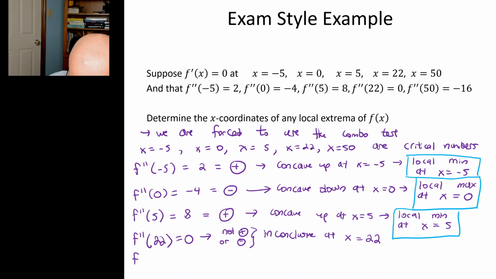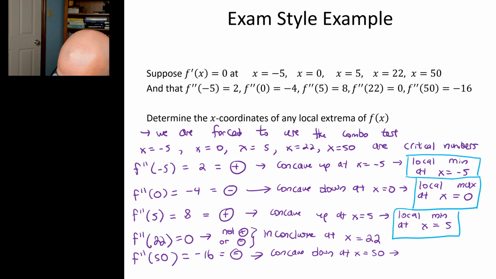And there's one more. F double prime at 50 is -16, which is negative. That means concave down at x equals 50. So that means there's a local max at x equals 50.